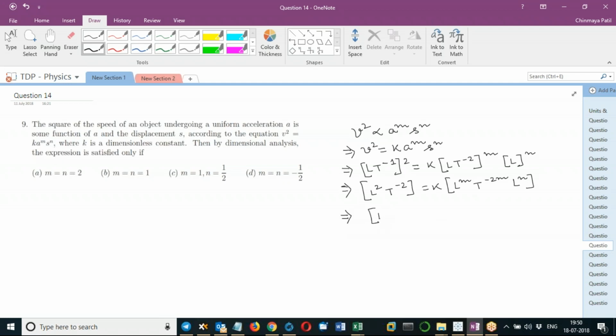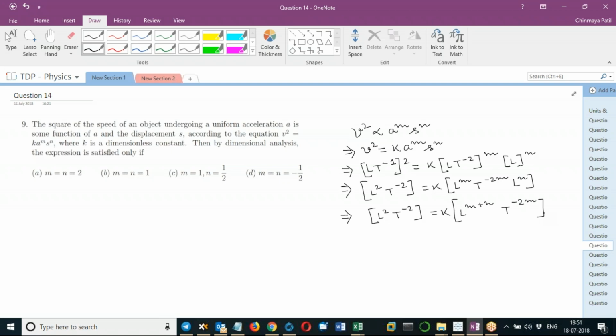From here we see that L square into t power minus 2 is equal to k into L power m plus n, and t power minus 2m. Now as we know the equation is dimensionally correct, and at the same time k is a dimensionless constant. According to the question, k is a dimensionless constant. Then what can we write?